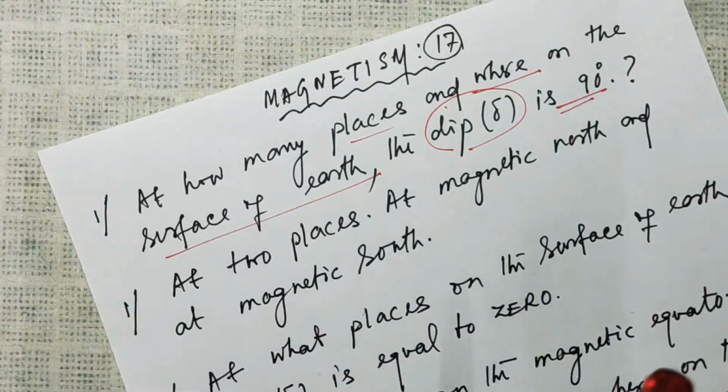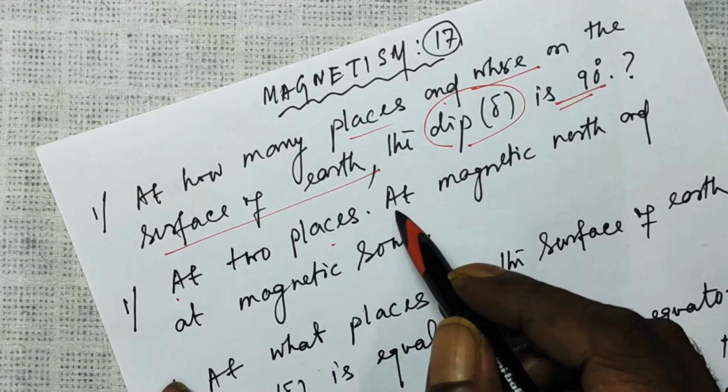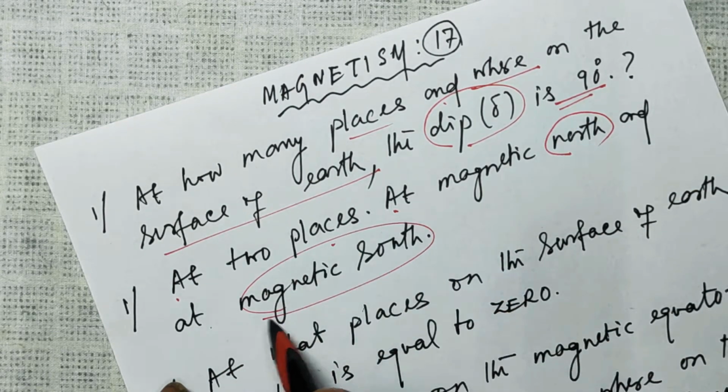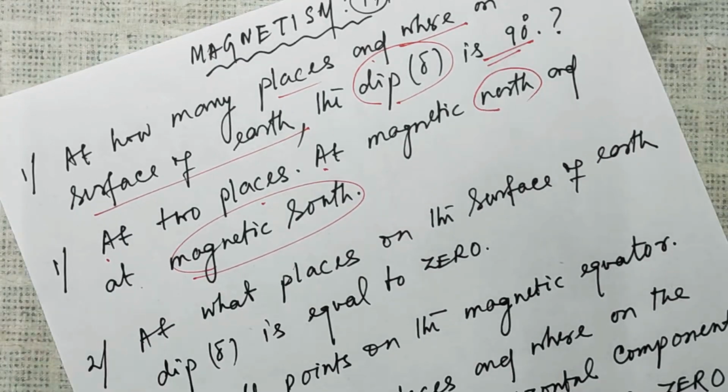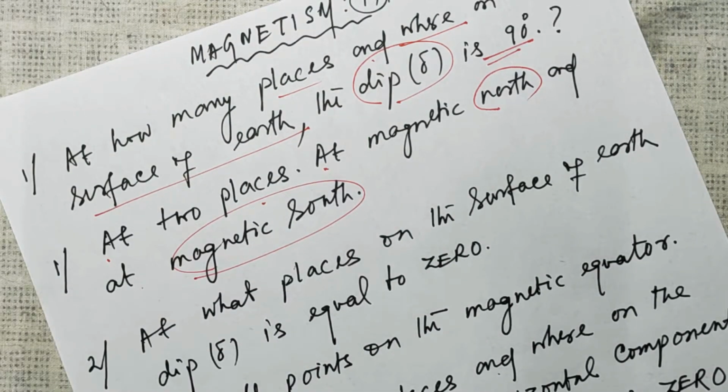So what are the two places? At the magnetic north and magnetic south pole. Magnetic north and magnetic south, not geographic. At the magnetic north and magnetic south, the dip is 90 degrees.